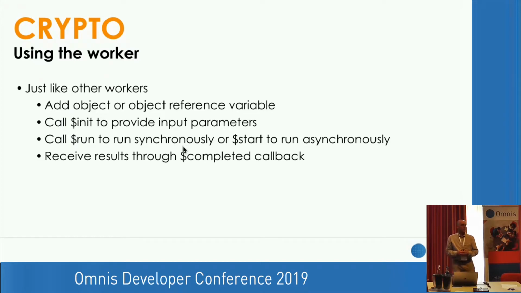So when you're using the worker, it's like most of the other workers really. You have an object or object reference variable with OW3 crypto as the subtype, and you call init to provide input parameters, and then call $run to run it synchronously, or $start to run it asynchronously in a separate thread. And you receive the results through a callback $completed.